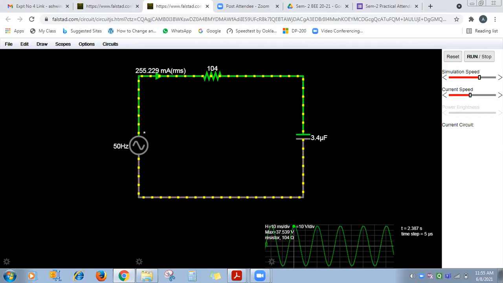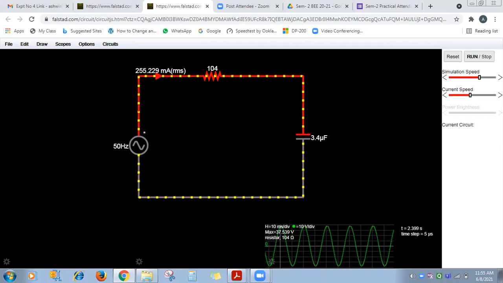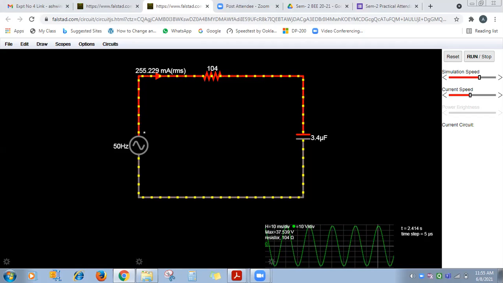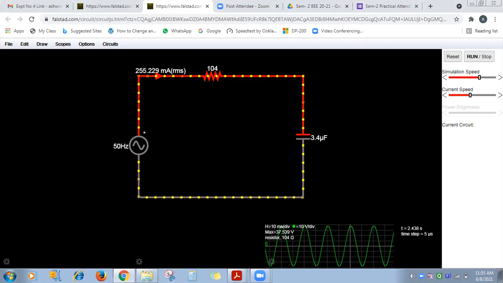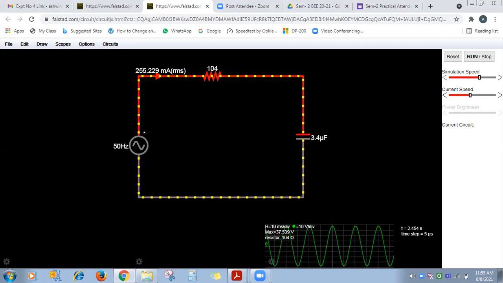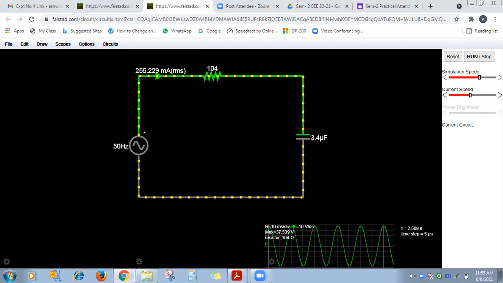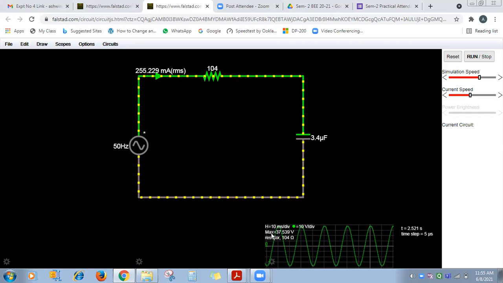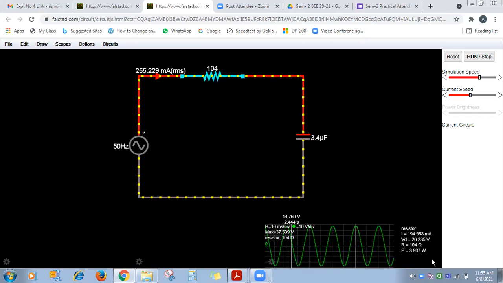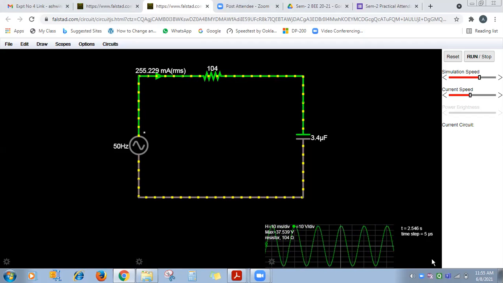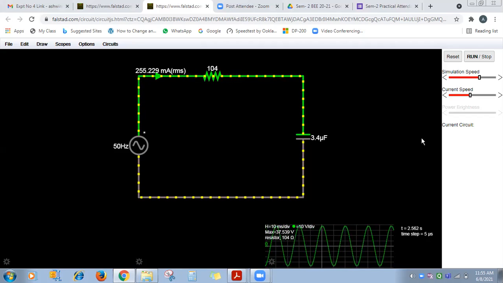And in the first line, the scale is given, showing which one is for the x-axis and which one is for the y-axis. Okay. So what is the maximum value of voltage drop across the resistance? It is displaying 37.539 volt. Here it is written as Max. Max means which value? Peak value. Correct.